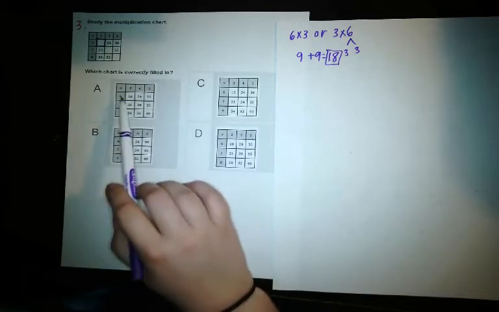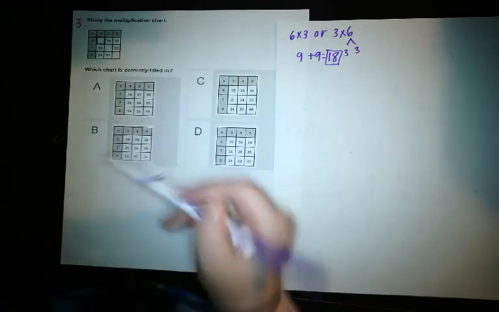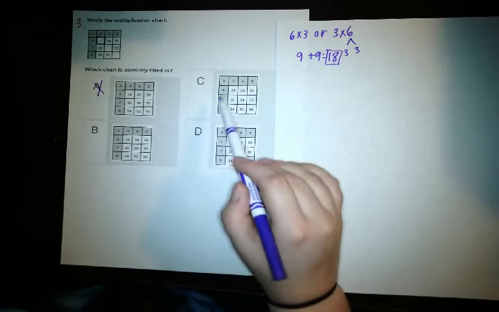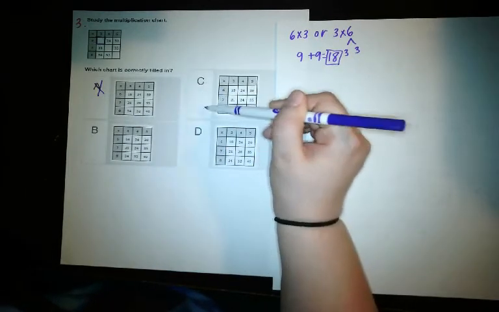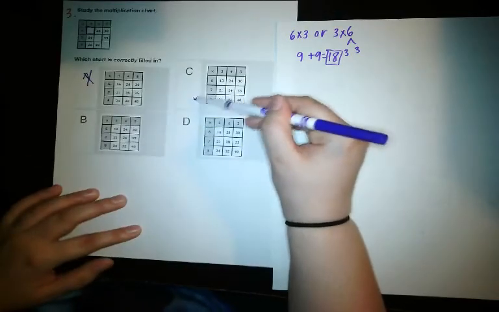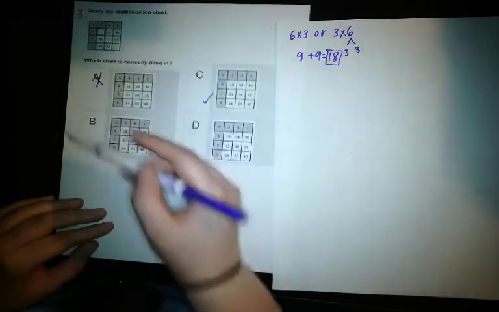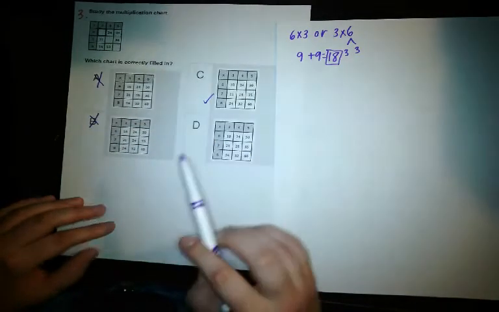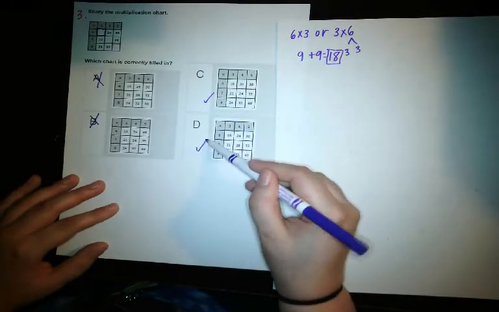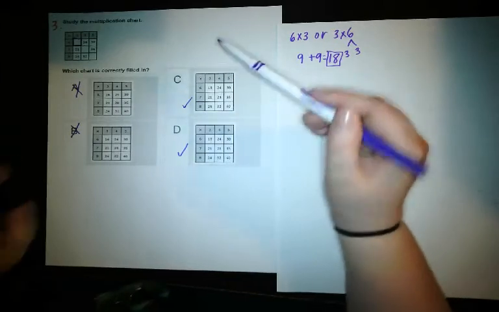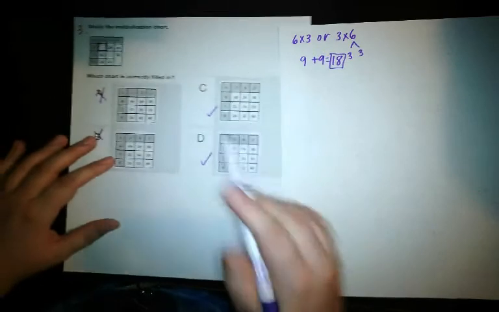A, 6 times 3, they put 16. So that one isn't correct. For the next, 6 times 3, they put 18. So we could keep that one for now. B, 6 times 3, they said it's 16. So we know automatically that one's not correct. And then 6 times 3 is 18. They put that. So that one right there is correct. So we've already layered it down to 2 answers. So we know it's either C or D. Let's move to the next one.